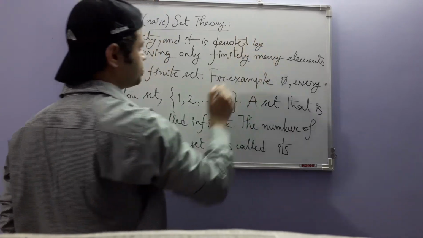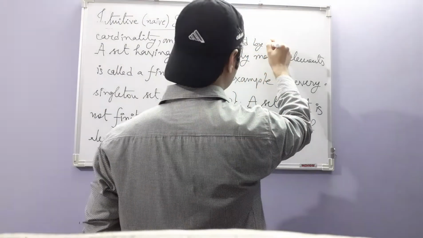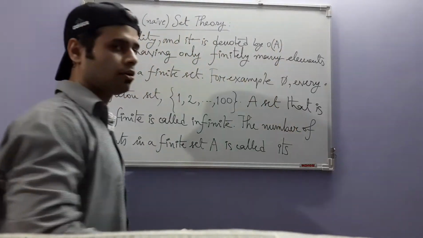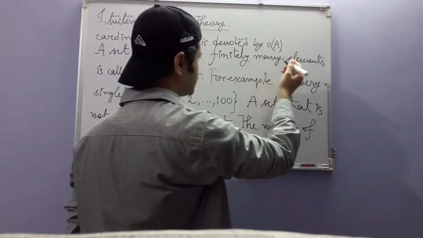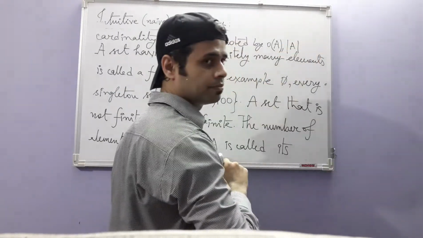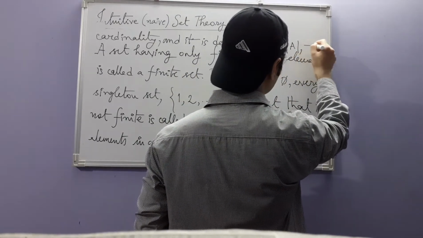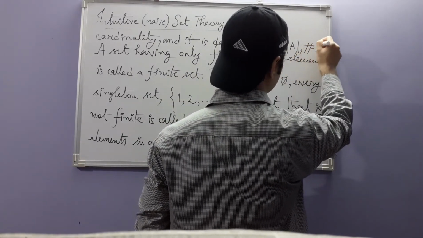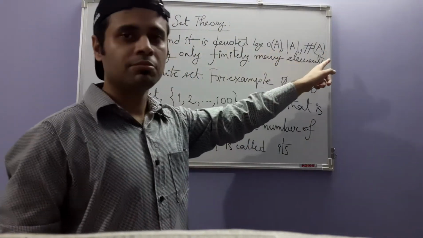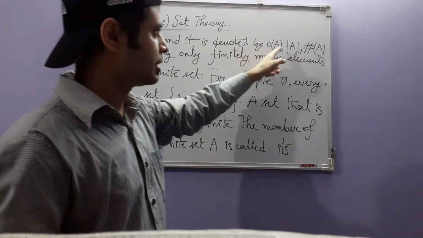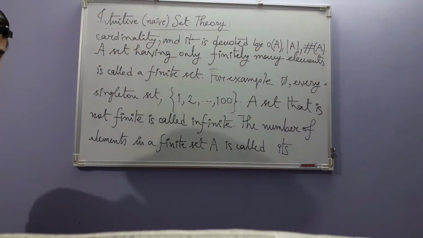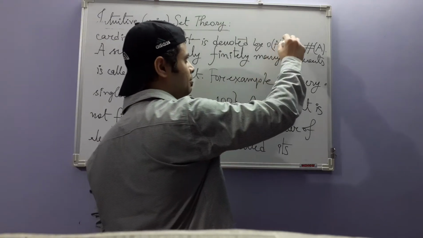It is denoted by, there are some symbols for denoting cardinality, O of A, order of A, okay, which is nothing but the number of elements. Sometimes it's written like this also, or sometimes even using a hash symbol. All of them mean the same thing, that is the number of elements in A. Okay, so to understand this, however, we will be using mainly this.